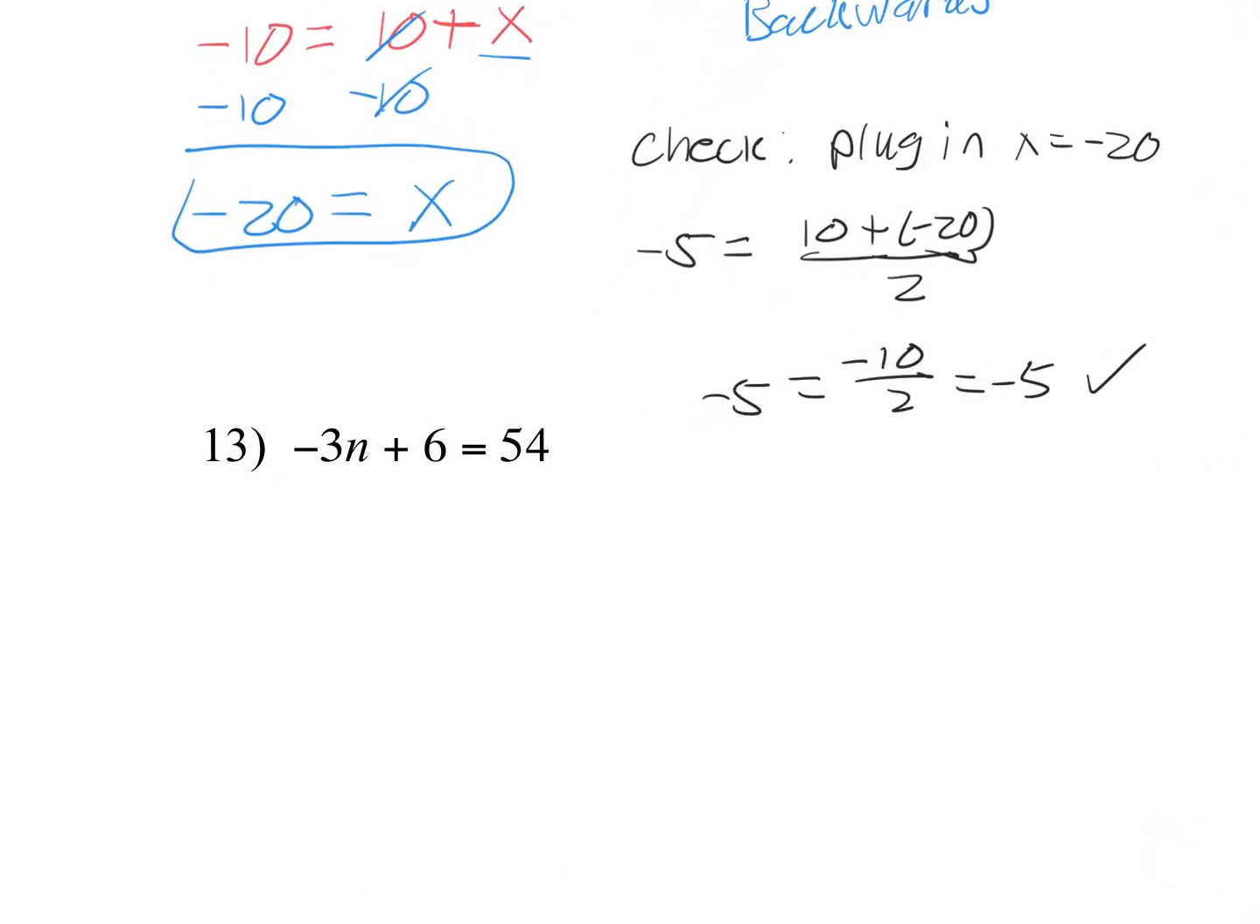Now let's try number 13. Similar story here. We want to do PEMDAS backwards. Do we see any addition and subtraction here? We do. We see a plus 6 on the side with the n. So to get rid of a plus 6, we want to subtract 6. Minus 6 minus 6. And now 6 minus 6 goes away, so we get negative 3n equals 54 minus 6 should get you 48.